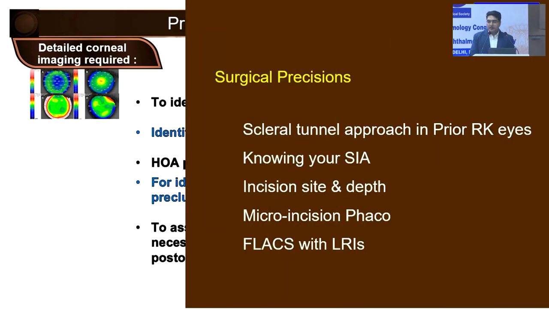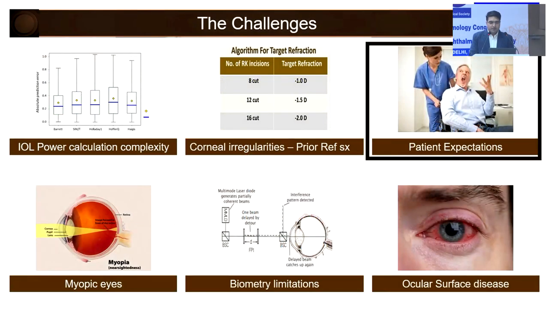Surgical precision should be altered, like a scleral tunnel approach in prior RK eyes, knowing your SIA, the site and depth of the incision, MICS phaco, and the best will be femtosecond laser-assisted cataract surgery with limbal relaxing incisions.